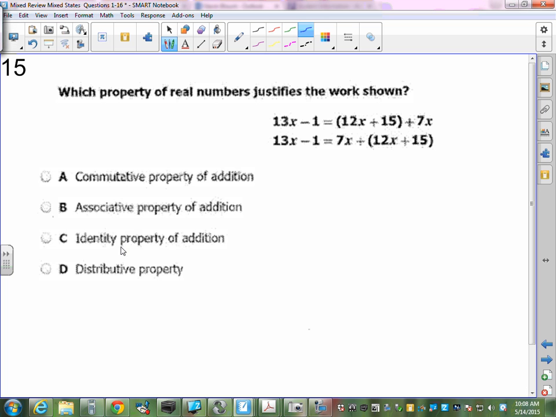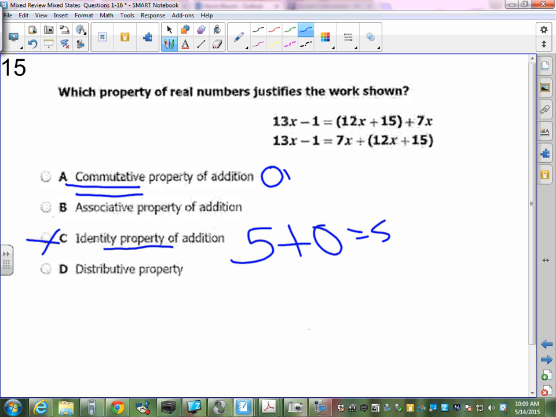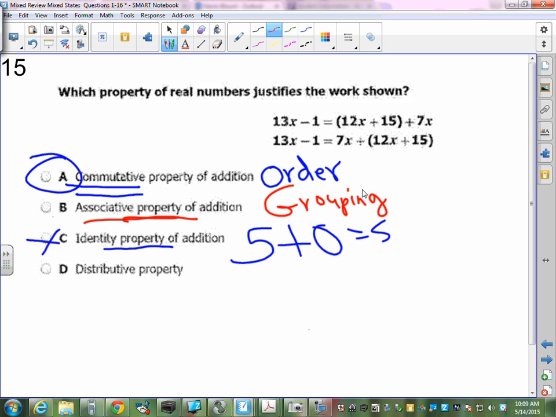Now, identity is not it. Identity means like if you add 5 plus 0, you still get 5. That's not it. The answer is commutative. Commutative property is where you have a change in order. So A would be the answer. Associative would be where you have a change in grouping. If the order was changed, that would be commutative property.